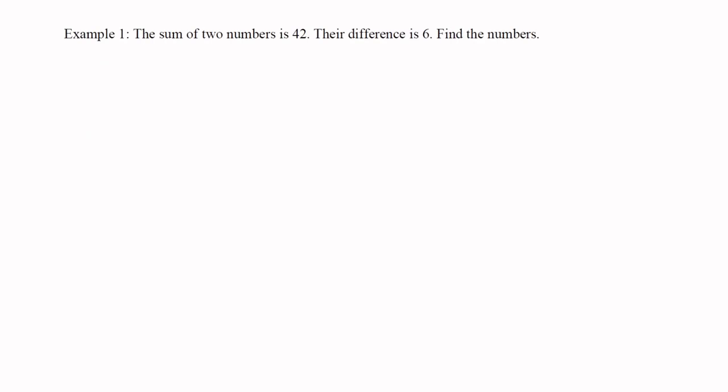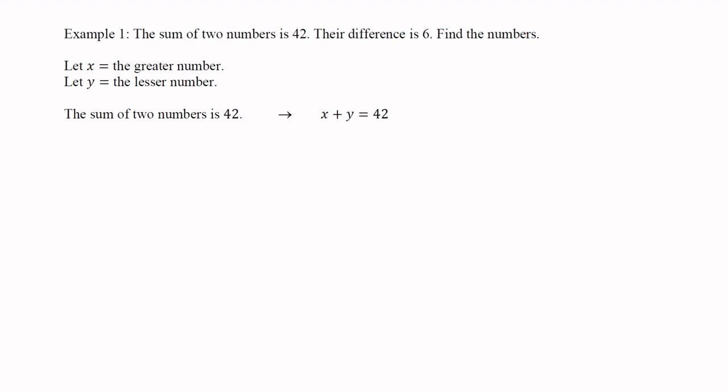So the sum of 2 numbers is 42. Their difference is 6. Find the numbers. So in this problem, we're going to let x be the greater number and y be the lesser number. So the sum of 2 numbers is 42. We can write that as x plus y equals 42. If you add your 2 unknown numbers together, you will get 42. So x plus y is 42.